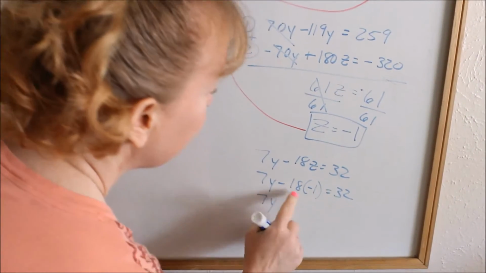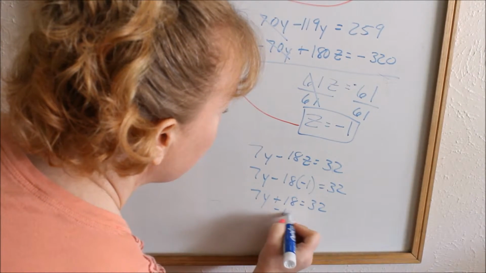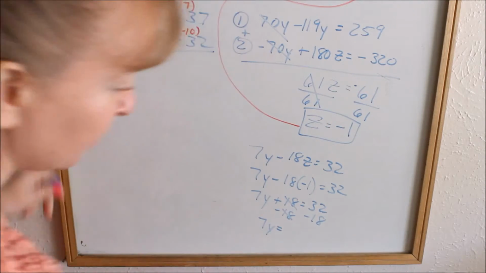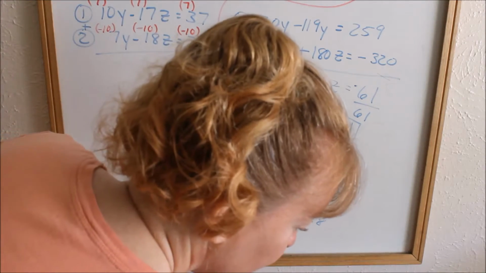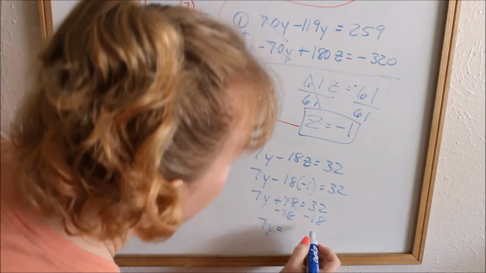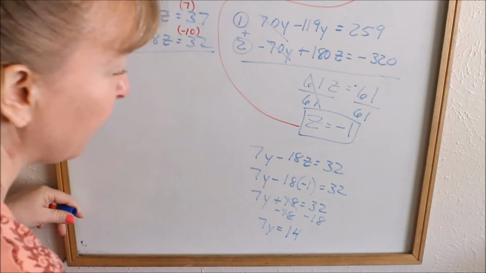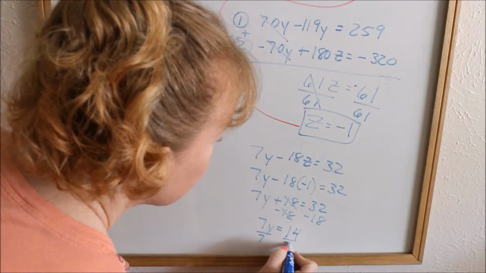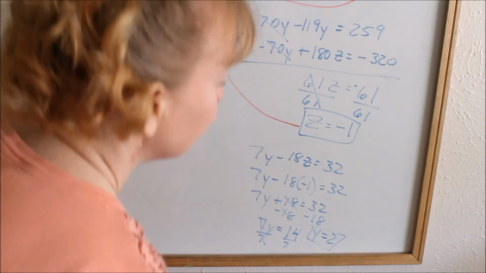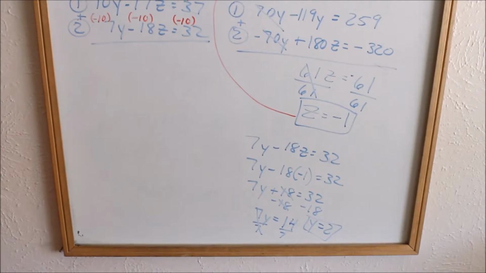So 7y, negative times a positive, positive 18. Subtract 18 from both sides. Just make sure I get my numbers right. That should be 14. 7y equals 14. Divide both sides by 7. y equals 2. Okay, so I know z, I know y.